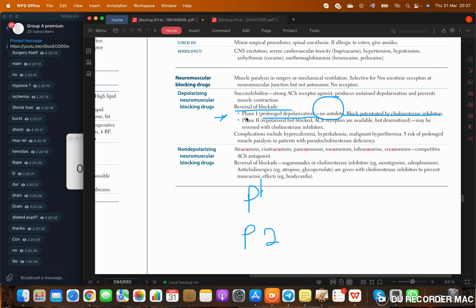The phase 2, however, is after depolarization has finished, now we have repolarization, but it's blocked. The acetylcholine receptors are available, but they are desensitized, meaning that it will not respond.